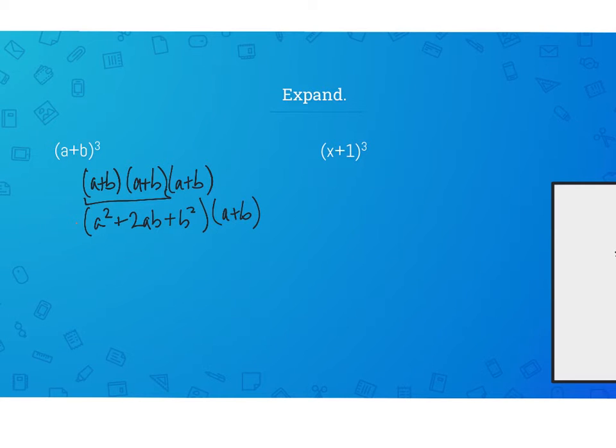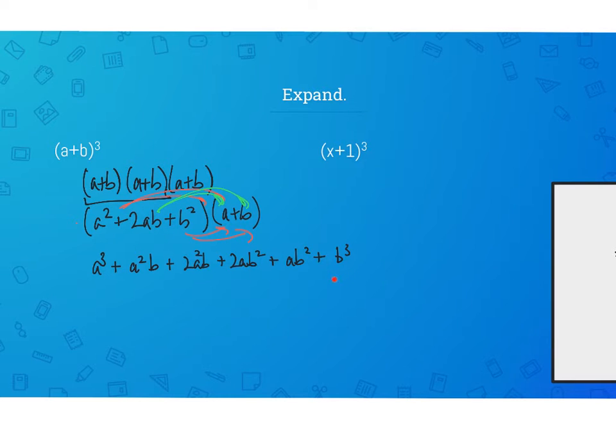So again, I'm going to do the arrows. So a squared times that, and then I'm going to do different colors. 2ab times that, 2ab times that, and then finally going back to red, b squared times that, and then b times that. I'm going to write that out now. So I did all the arrows, and this is what I end up with.